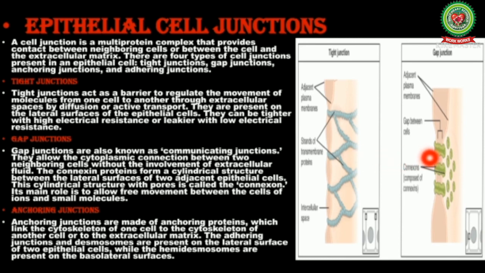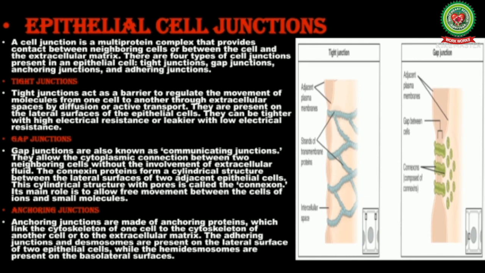Then there are gap junctions. Gap junctions are also known as communicating junctions. They allow the cytoplasmic connection between the two neighboring cells without the involvement of extracellular fluid. The connexin proteins form a cylindrical structure between the two lateral surfaces of two adjacent epithelial cells. The cylindrical structure with pores is called a connexon. Its main role is to allow the free movement of ions and small molecules between the cells.